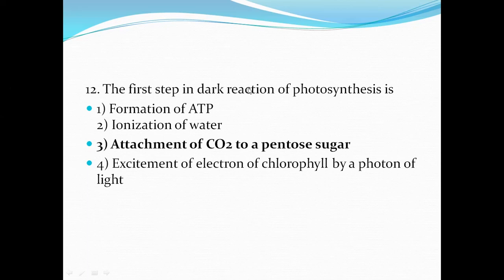The first step in dark reaction of photosynthesis is... Now here the answer is attachment of carbon dioxide to a pentose sugar. Now ribulose bisphosphate is a pentose sugar, to which carbon dioxide is attached in the presence of Rubisco enzyme. So here the answer is attachment of carbon dioxide to a pentose sugar. Pentose sugar here is ribulose bisphosphate. So ribulose bisphosphate combines with carbon dioxide in the presence of Rubisco enzyme in the first step of dark reaction.